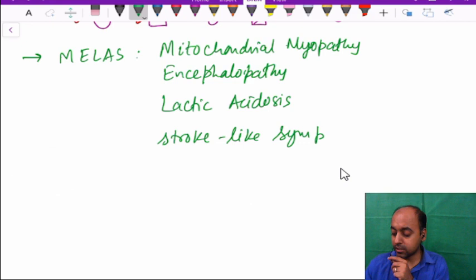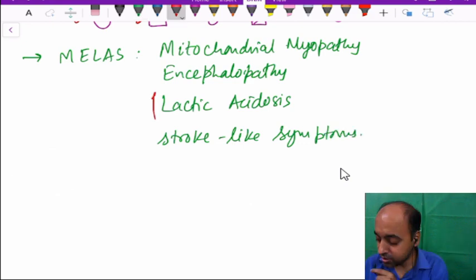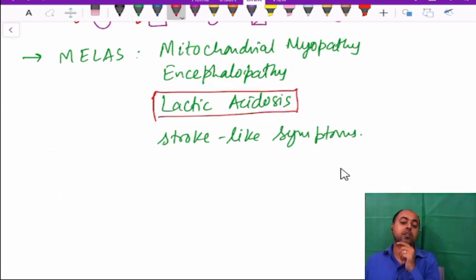And this is where we come to one of the very important features, the lactic acidosis. MELAS is the most commonly identified mitochondrial DNA disorder. Now, lactic acidosis will be a feature in all the mitochondrial DNA disorders. Please note the lactic acidosis will be the feature in all the mitochondrial DNA disorders.